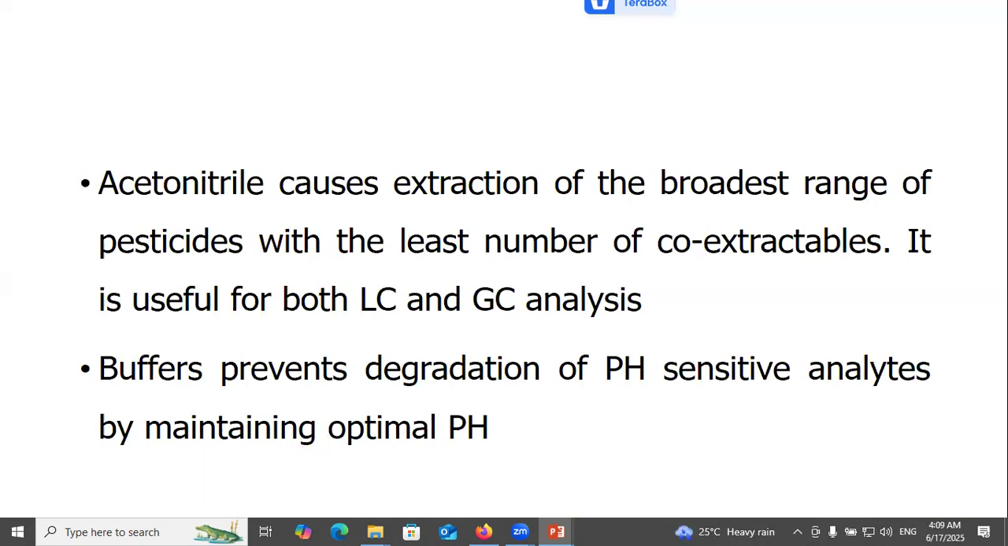Acetonitrile causes extraction of a wide range of pesticides with the least number of extractables. It is useful for both liquid chromatography and gas chromatography. Buffers prevent the degradation of pH-sensitive analytes by maintaining the optimal pH.